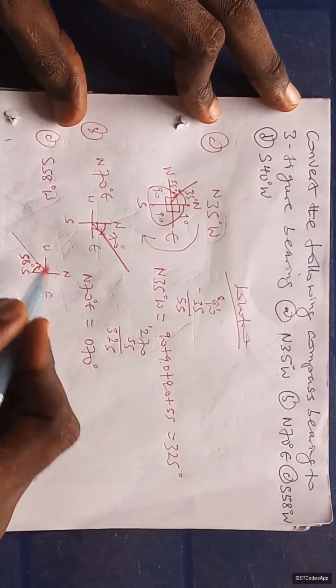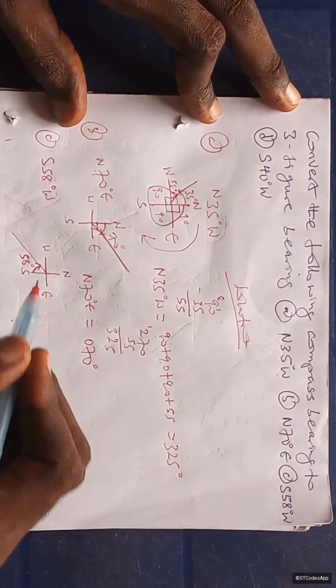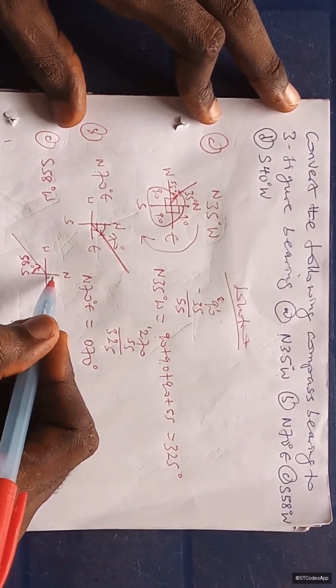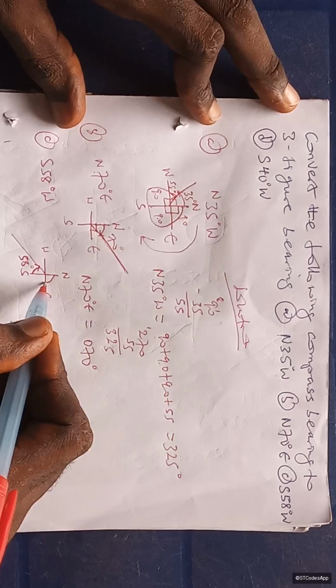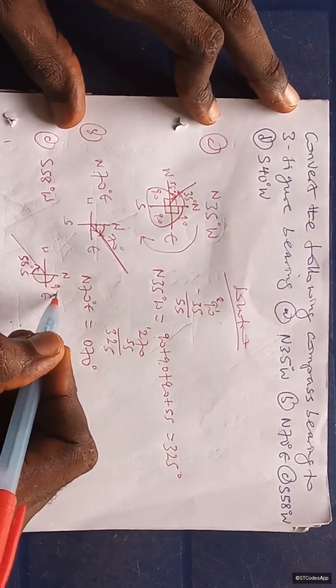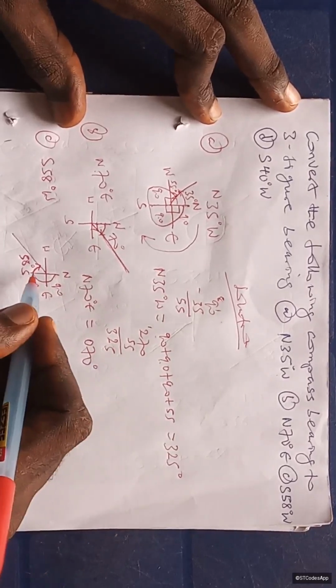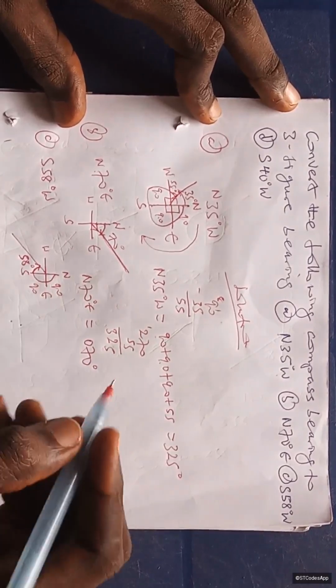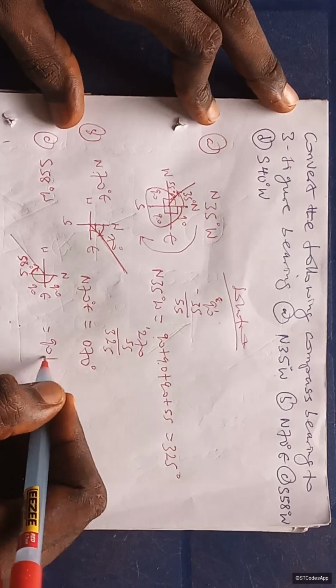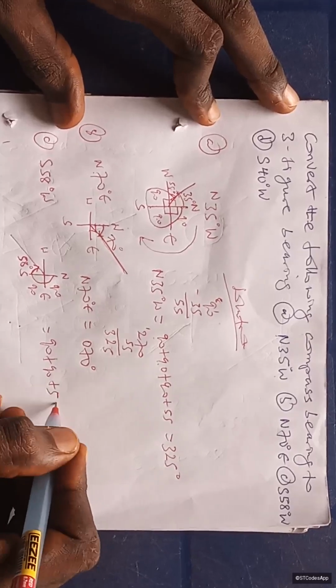Okay, now how do we now convert this to three-figure bearing? You start from the north here. Okay, from here to here is 90. From here to here again is another 90. So we have 90 here and 90 here. All together will give us 180 plus this 58. So I'm going to have this equals to 90 degree plus 90 degree plus 58 degree.